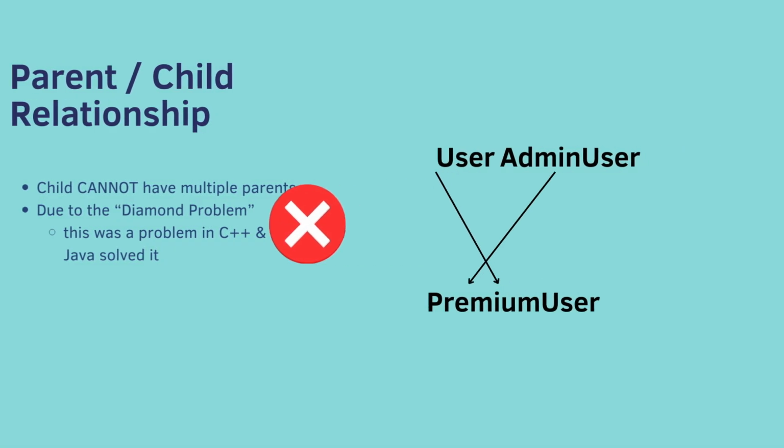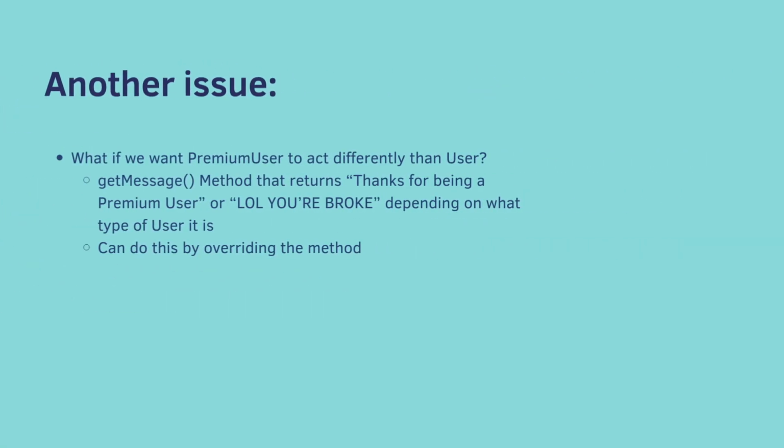Now, there is an issue that arises with inheritance. So what if we want premium user to act differently than user? For example, let's have a method that says getMessage. And this message returns thanks for being a premium user or LOL you're broke, depending on what type of user it is. So we can do this by overriding the method.